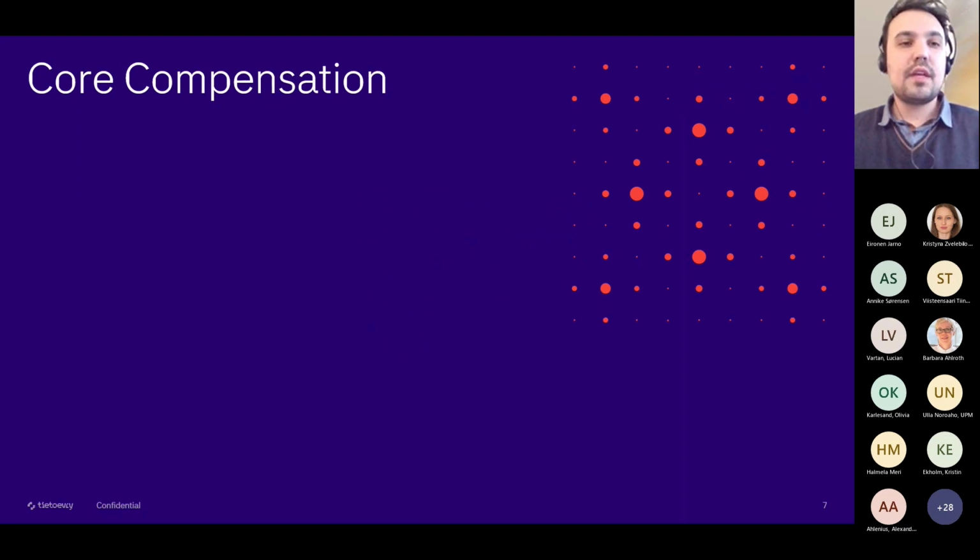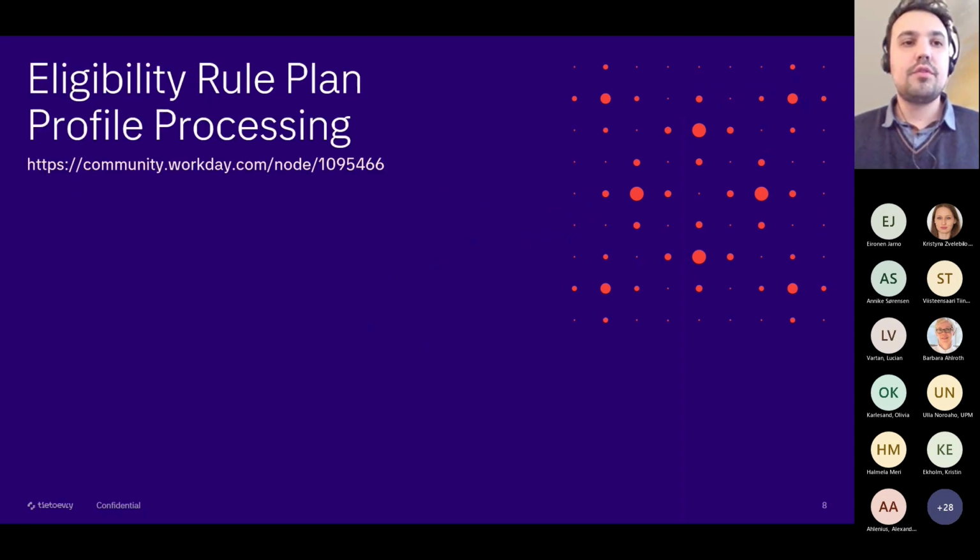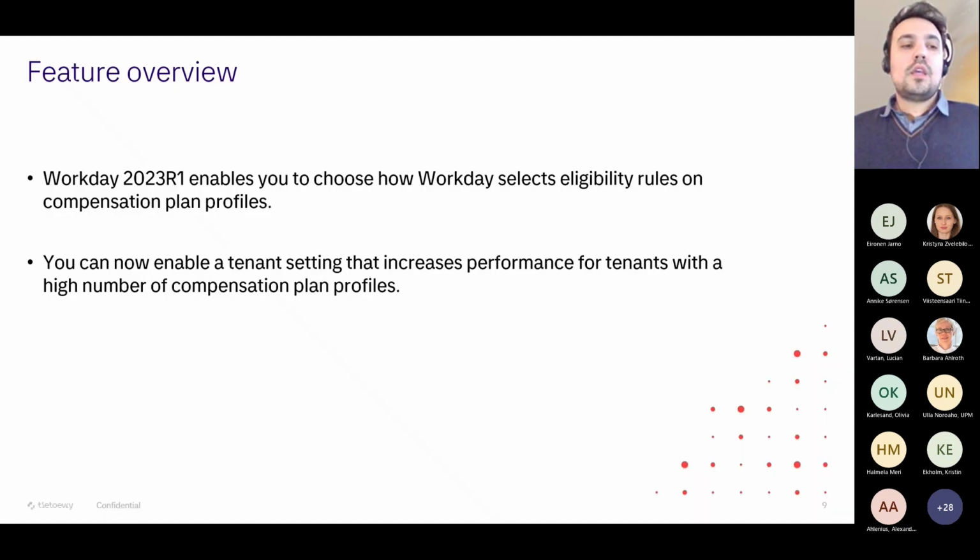All right, so let's get started with core compensation and our first new feature, which is eligibility rule plan profile processing. In Workday, when you have a compensation plan, you can have profiles attached to it, and on your profile, you have eligibility rules. Sometimes a worker is meeting different eligibility rules, so Workday would automatically assign the default target of the plan.